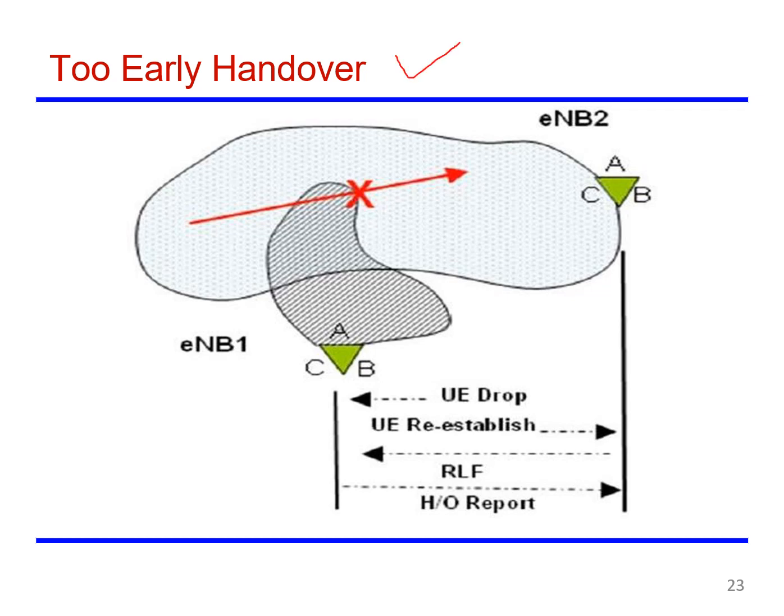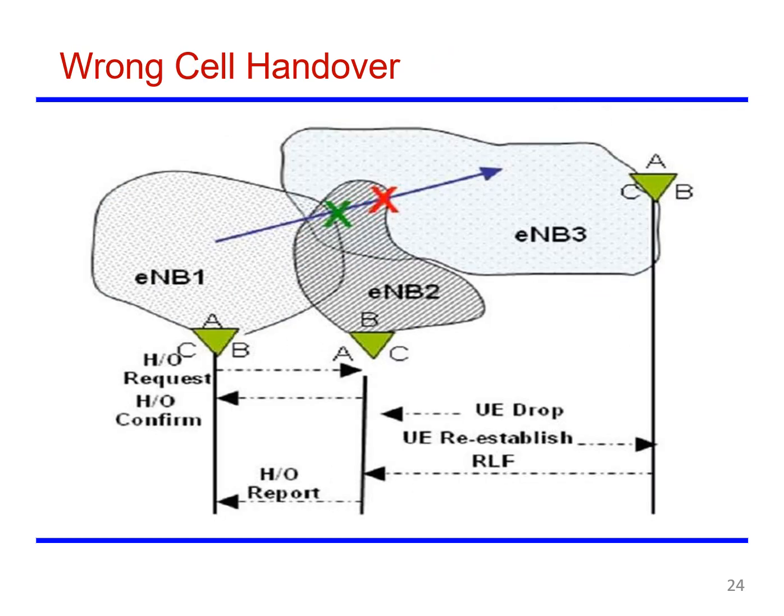Too early handover. In this case, you can see here, this is the wrong cell handover. In the wrong cell handover case, the customer is moving from eNode B towards eNode B3, but the customer is handed over to the wrong eNode B.